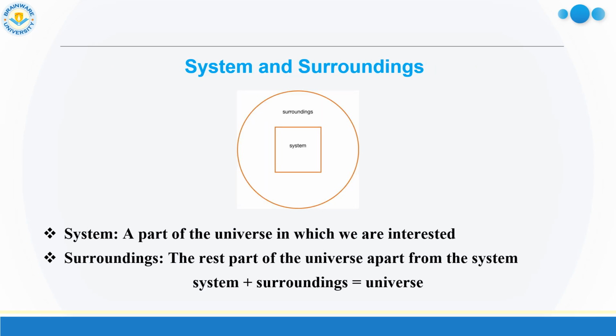So now let's discuss some fundamental terminologies involved in thermodynamics. The first thing is the system and surroundings. So what is a system? This is a part of the universe in which we are interested. Say for example, I have a cup of tea. For me, that cup of tea is a system, and the rest of the universe, apart from the particular system, is considered as surroundings. And system and surroundings combined form the universe.